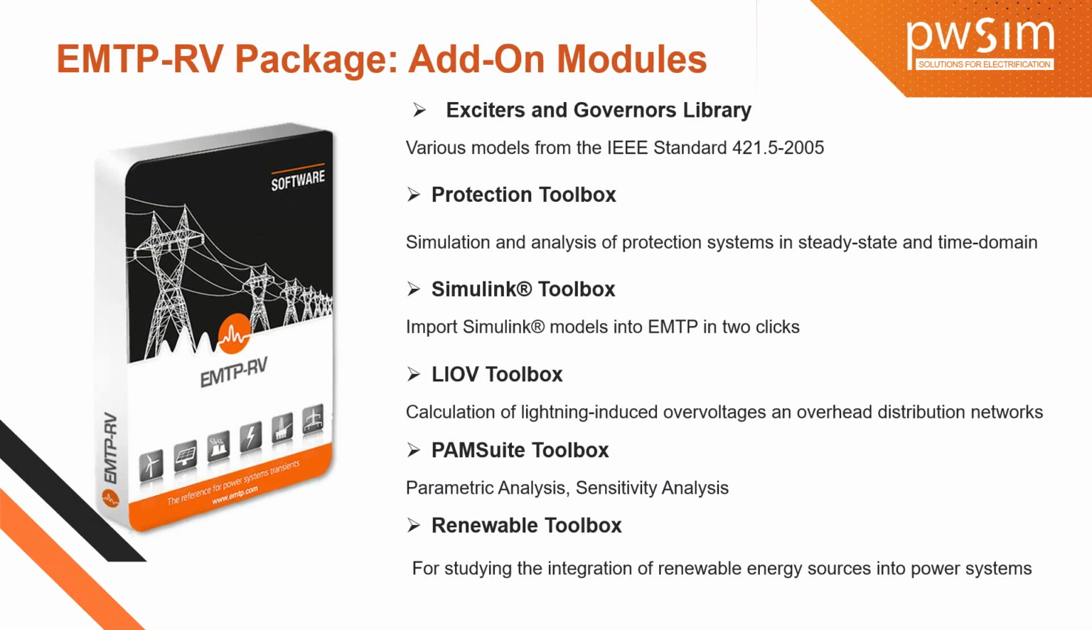So these are the add-on modules available in EMTP software. Exciters and governors library: in this library, more than 50 standard models are available in EMTP software, along with some manufacturer models and IEEE standard models also. Along with the exciters and governors, we have power system stabilizers, under voltage exciters, and over voltage exciters. All of these are available in EMTP software. In the protection toolbox, by using EMTP software, we can perform protection analysis in both steady state and time domain simulations. In the protection toolbox in EMTP, different releases are available.